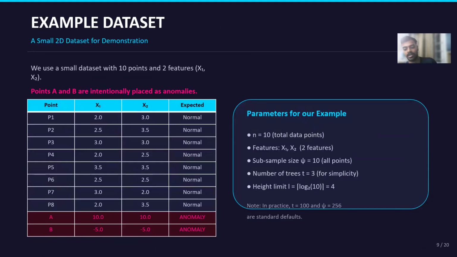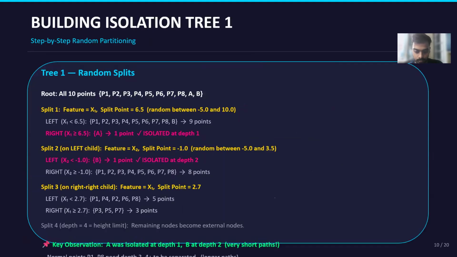Let's take an example data set here. Let's apply this to a small data set of 10 points. Most of the points are clustered together, but points A and B are placed far away. These are our expected anomalies.